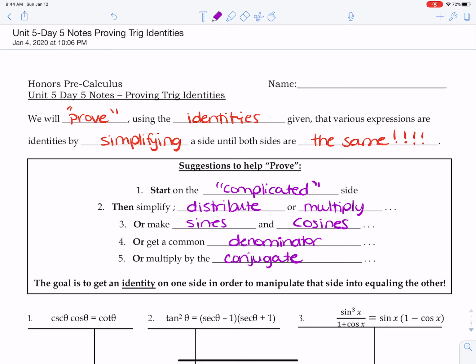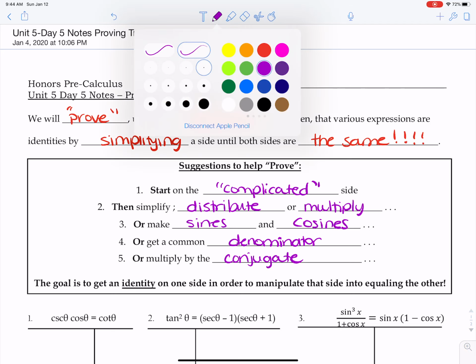I usually start with number 1 and then look and see if I can distribute. Look to see if I can make sines and cosines. I literally do it in this order, but sometimes there is a row that I don't necessarily have to do and I skip it and do the next one. So let's solve.